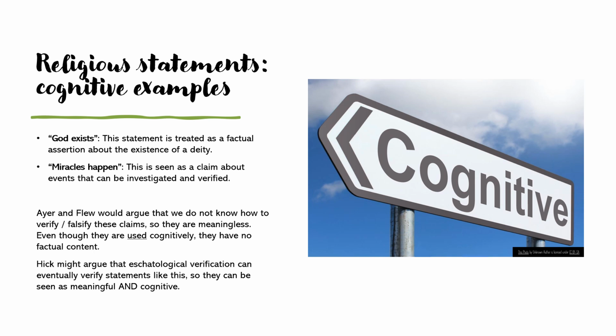John Hick's got another take. Hick thinks it's fair enough for some of these statements to be seen as cognitive and meaningful, because his argument, if you remember, is that we can actually verify them, we just can't do it yet. Hick believes in eschatological verification. Eschatological means at the end. So his view is basically that you can claim God exists, we can't verify that at the moment, but you find out when you die, and therefore it can be verified, so it is meaningful and it is cognitive, because either it's true or it's false. It can be checked when we die.